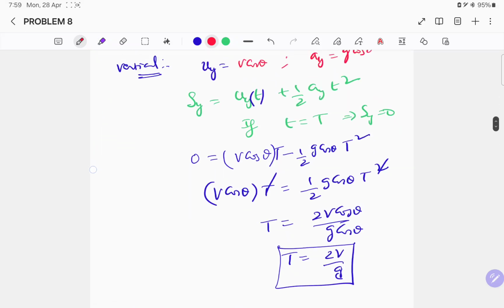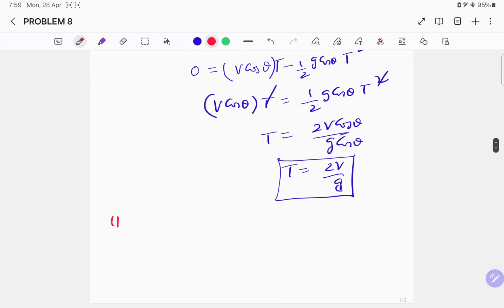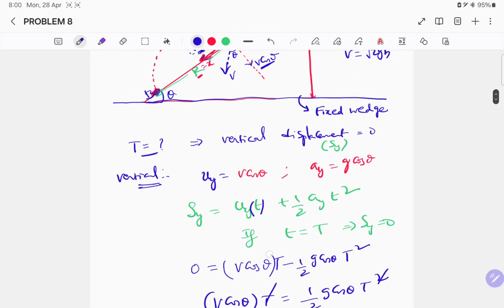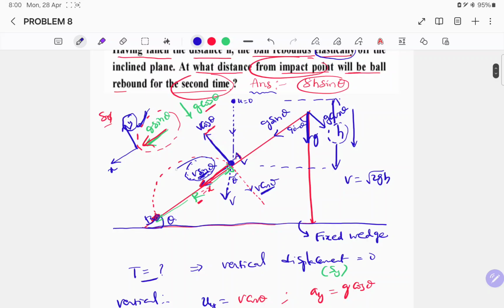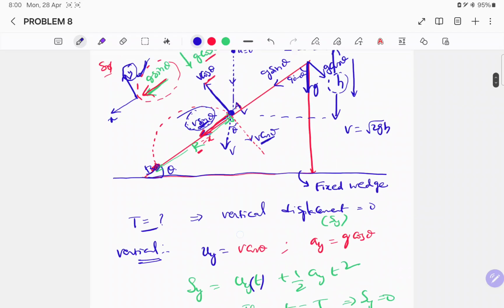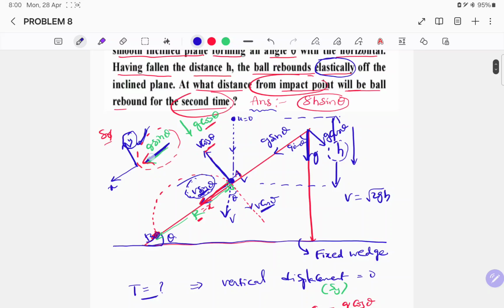You need to go for horizontal analysis, which is nothing but x-axis analysis. Let me notice that ux is what? Initially it starts with velocity v sin theta. Okay, here it is v sin theta, right? This value is the initial horizontal velocity v sin theta, and you know ax is g sin theta. Okay, ax is g sin theta.